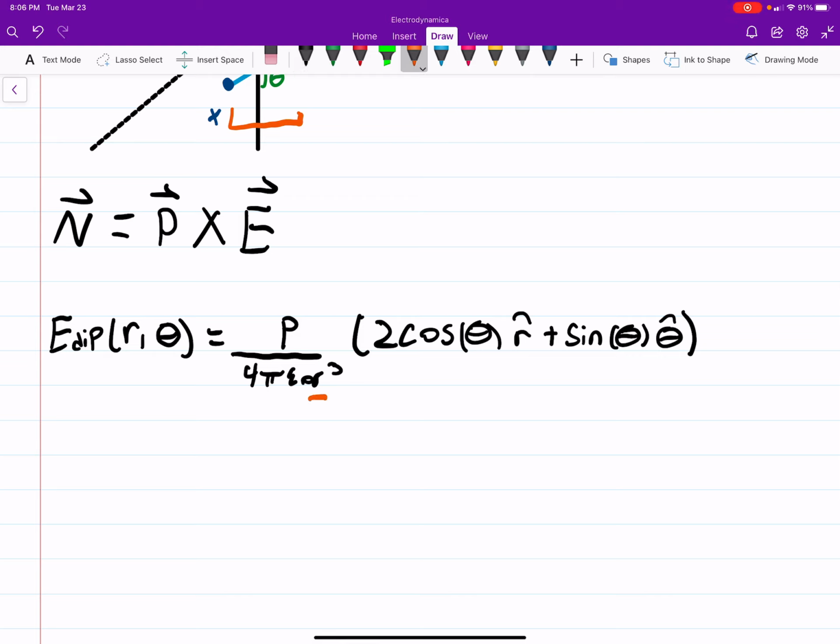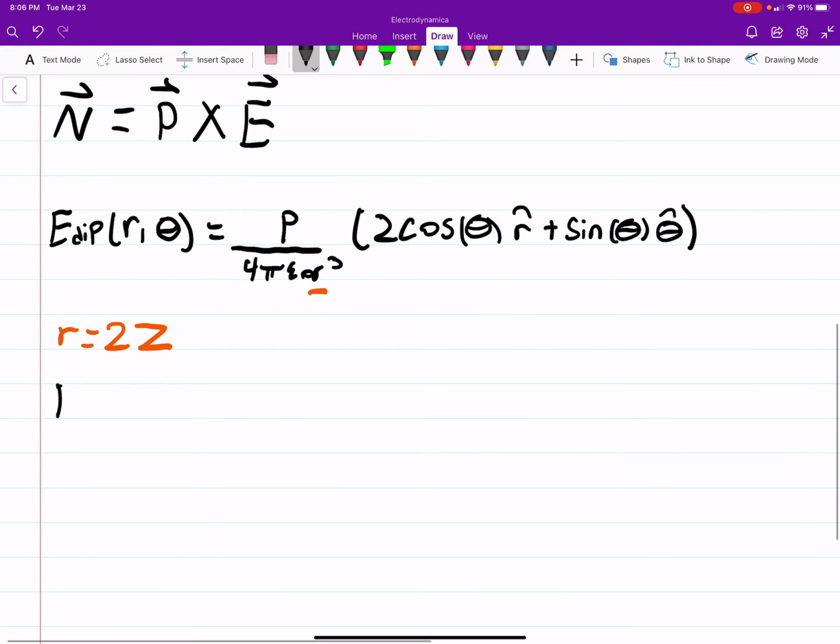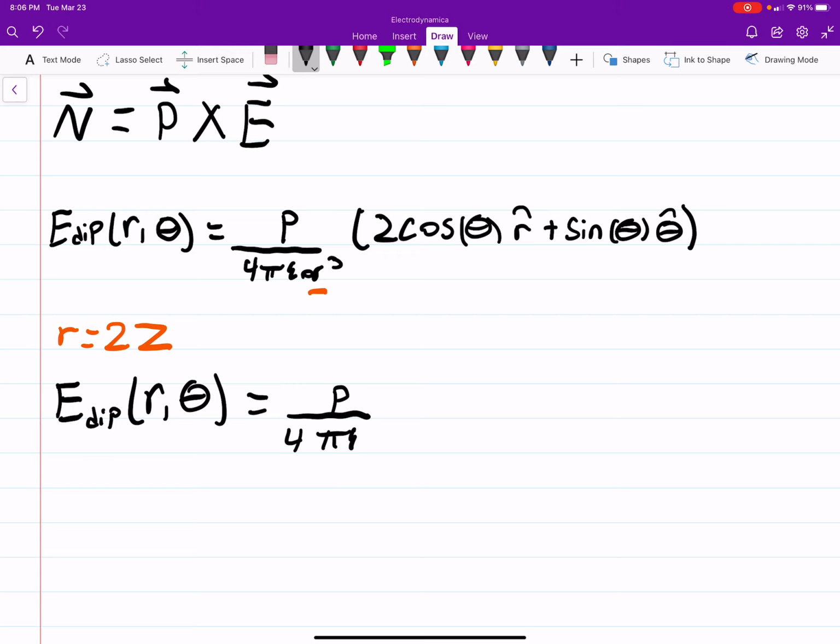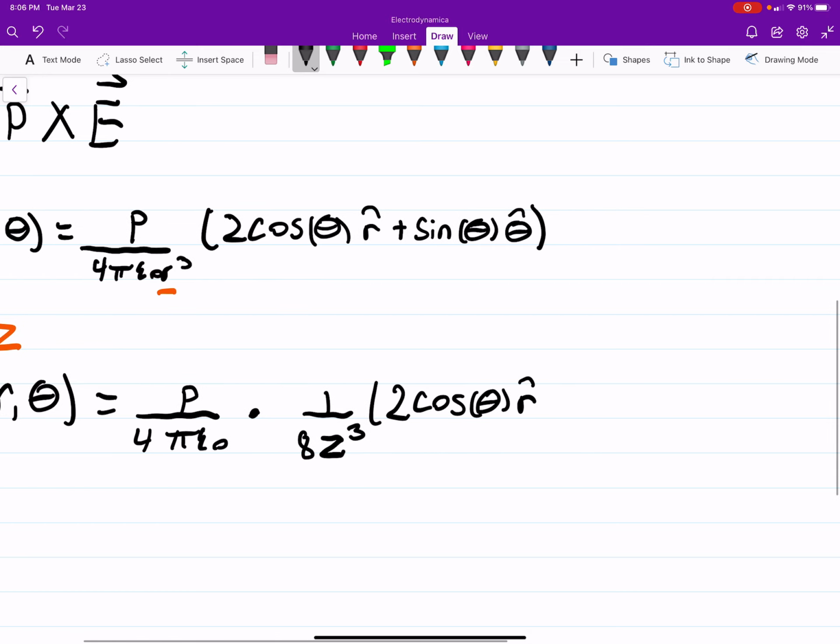our r is equal to just 2 times z. That's the distance from the imaginary dipole to the real dipole. So just plugging that in, we find that E as a function of r and theta is going to be P over 4 pi epsilon naught times 1 over 8 z cubed. Just plugging that in, we have our 2 cosine theta r hat plus sine theta theta hat. Okay?